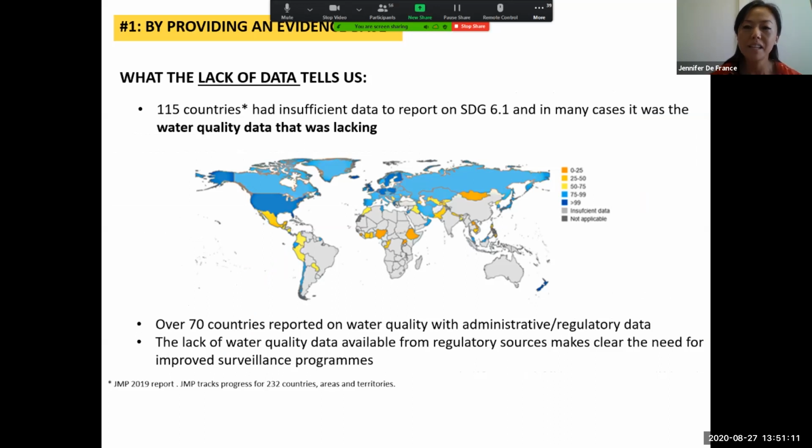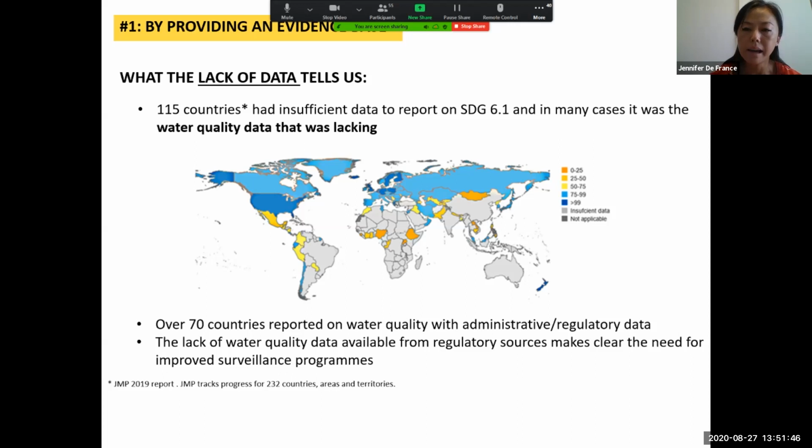It also provides the evidence base by showing what data is unavailable. We know that for SDG 6.1 monitoring, there are many countries that don't have data to report on this, and often it's the water quality data that's the limiting factor. As we heard from Rick in the beginning, ideally the data would be from regulatory agencies, from governments, and we know that this is missing, and that's why household surveys are being conducted. And so again, this reinforces the need for increasing surveillance.